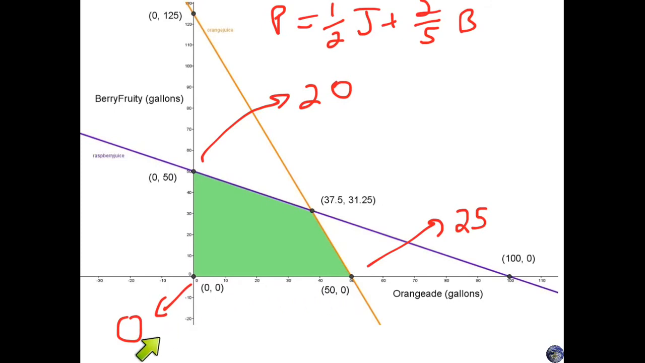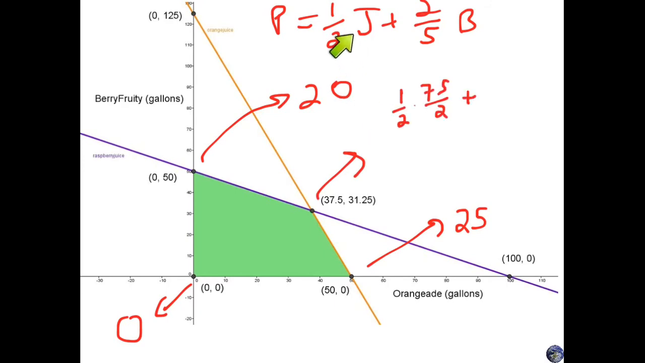We'd make $0 of profit if we made 0 orangeade and 0 berry fruity. If we made 0 orangeade and 50 gallons of berry fruity, we'd make $20 in profit. Now we've just got this last one to figure out what the profit is. And then whatever number is the biggest, that's what we want to take, because we're trying to maximize our profit. So we just have to plug this number into our formula.